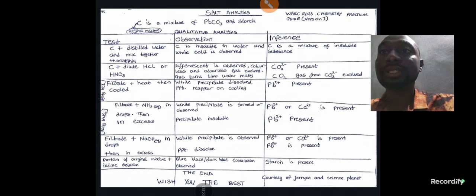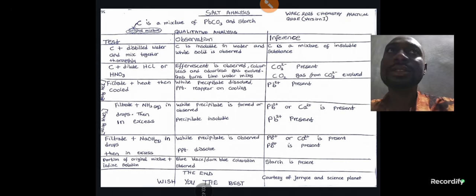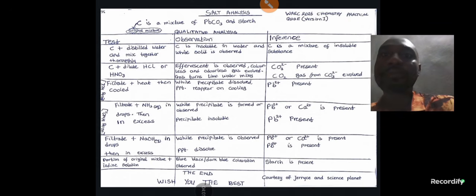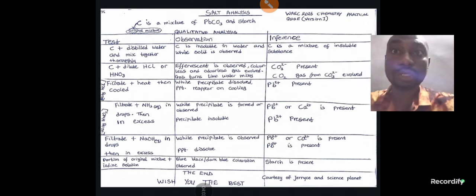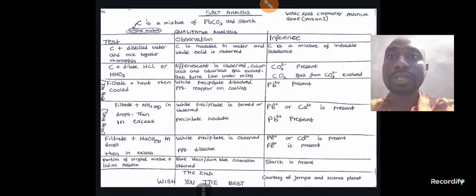CO3 2- is present. Then when you're carrying out the test, once you notice the gas is evolving, what you need to do is bring lime water. You just cover the mouth a little and put it inside the lime water. The lime water will turn milky. Once the lime water turns milky, you know that CO2 is present, because it is only CO2 that turns lime water milky. So CO2 gas evolved from CO3 2-.